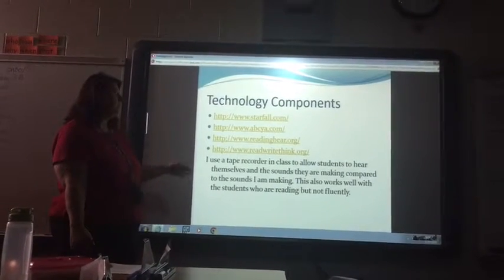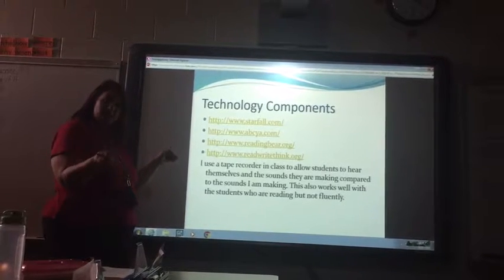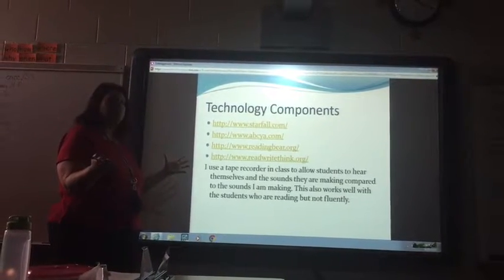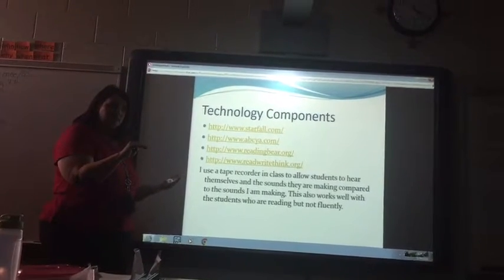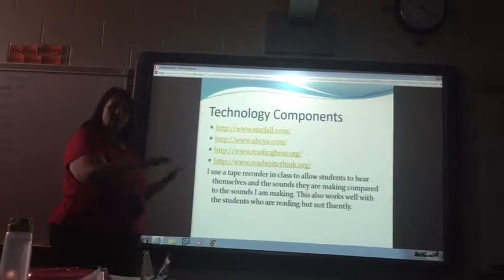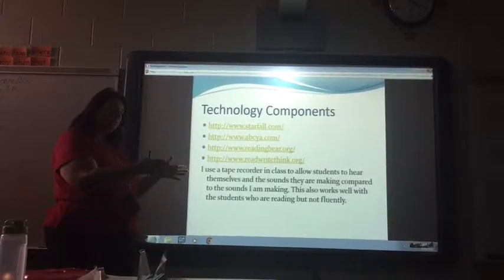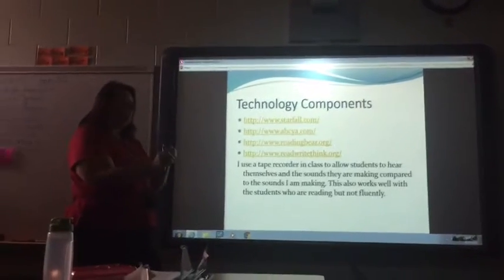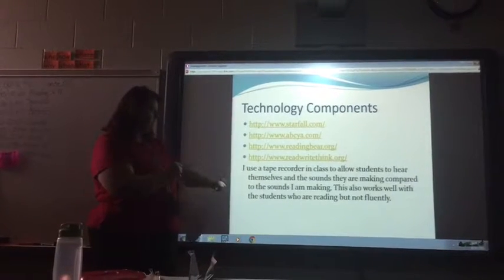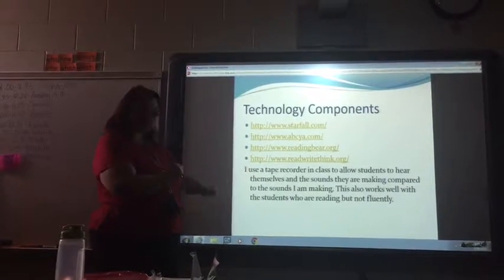There are technology components. For me, these are some websites that are new to me. You may have heard of them for years. Starfall.com helps with basic phonics, and students can just do that bottom-up model themselves. They can do the letter identification, they can do phonemes, they can do blends, whatever level they're on. These are all some really good ones, and they're all free.